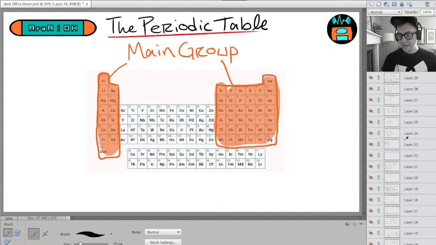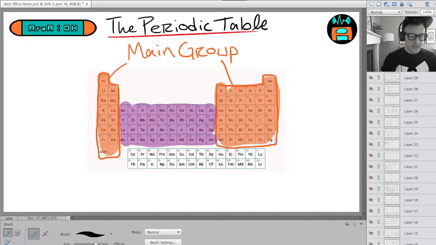Wedged in between the main group, you will find a group of elements known as, oops, swung a little further south than I intended. Down in here, you have the transition metals.